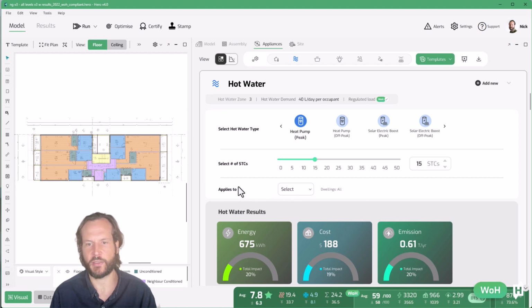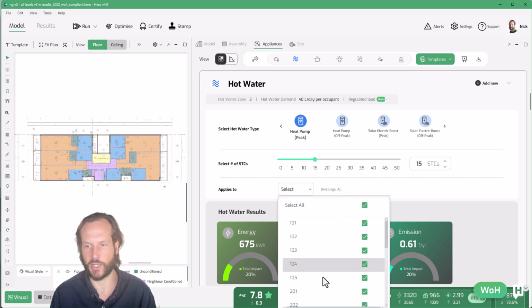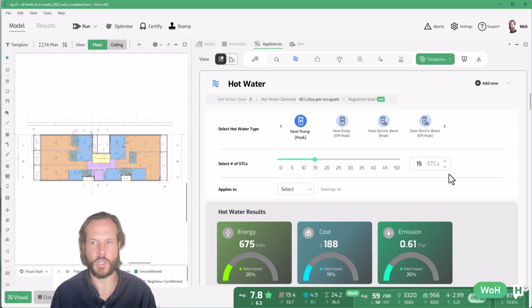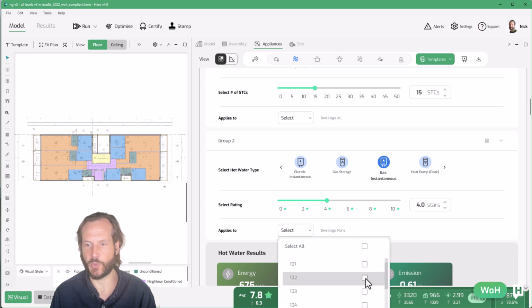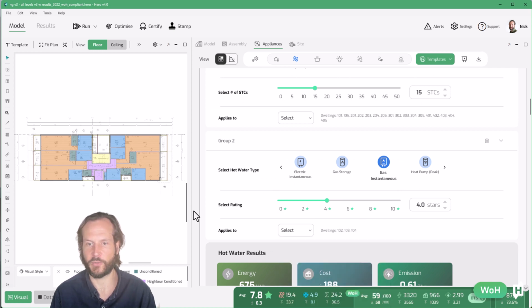Most importantly, this dwelling selector appears at the bottom of each appliance category. And just like when you're applying HVAC zones, you can just select dwellings here to assign or unassign dwellings to that specific appliance group. So you have the flexibility to assign all dwellings that share that system type. You don't need to do one system per dwelling. But if you do have a different system, you can create a second appliance group and then just select the dwellings that that second appliance applies to.